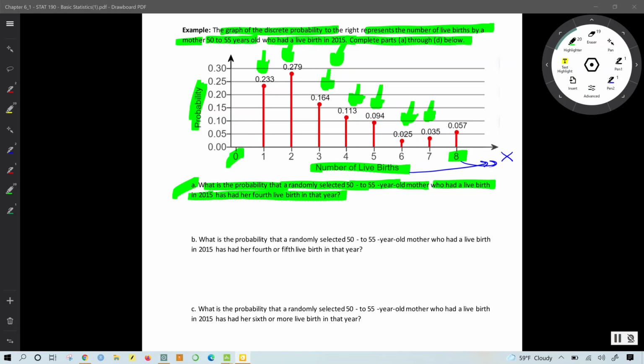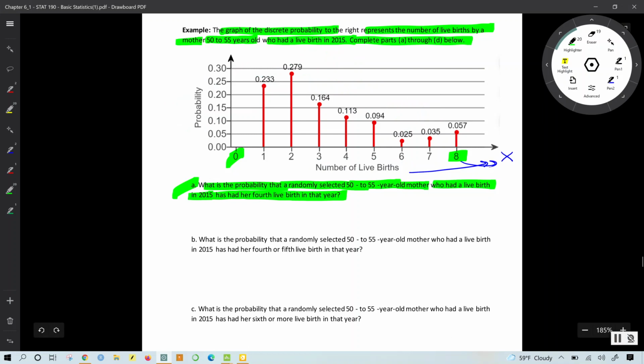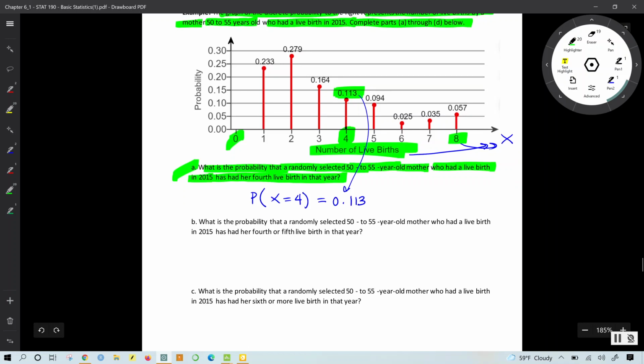In order to answer that question correctly, we simply need to focus on when the number of live births is currently at 4. We're interested in the probability. In this case, this will be probability that x is equal to 4, and that is equal to 0.113. Done.